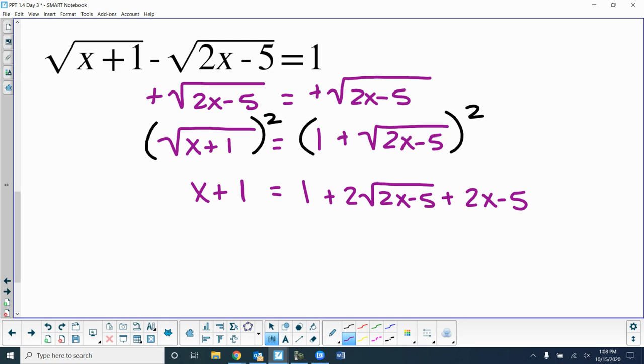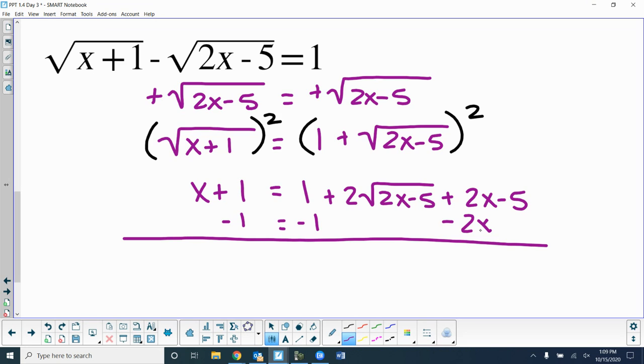I still got a radical though. So I got to get that one by itself, and then square both sides. So it's like I got to do it twice. When you have 2 of them, you got to do it twice. All right, so I'm going to take the 1 over, the 2x over, and the 5.